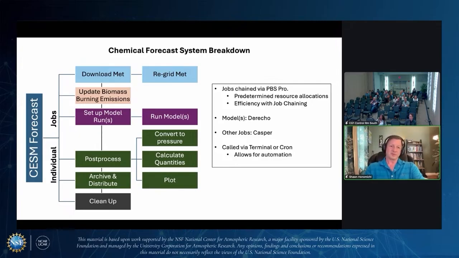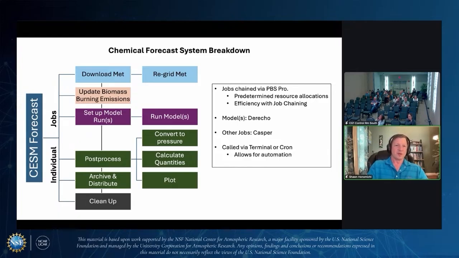And the system can be called via the terminal if we need to run a specific day or run a specific task, or just set it on a cron to let it run automatically on its own, which is what we normally would do every day.